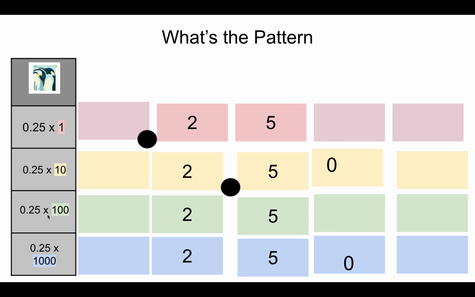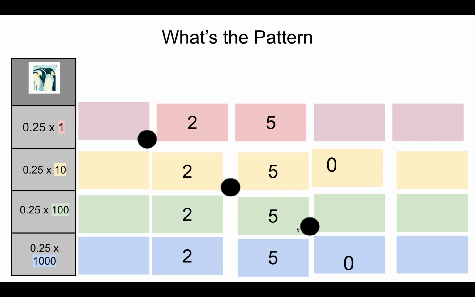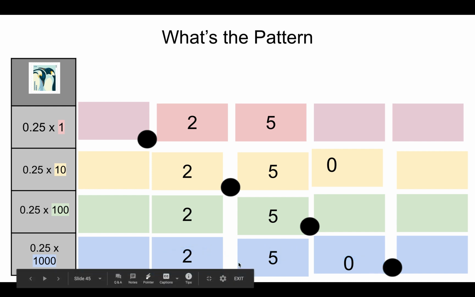So let's say now we have 25-cent stamps and we buy 100 of them. Our decimal point moved 2 times. And now it costs $25. Now let's say we buy 1,000. Our decimal point has to move 3 times. Now it costs $250.